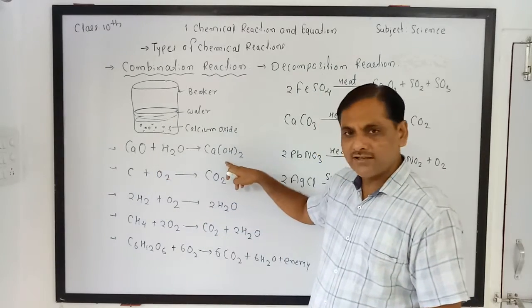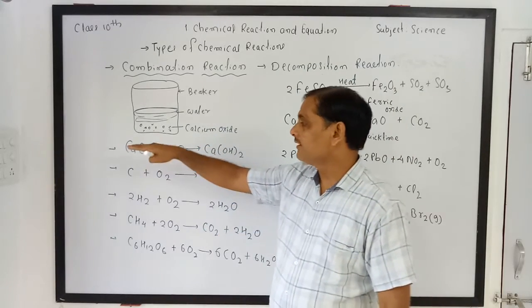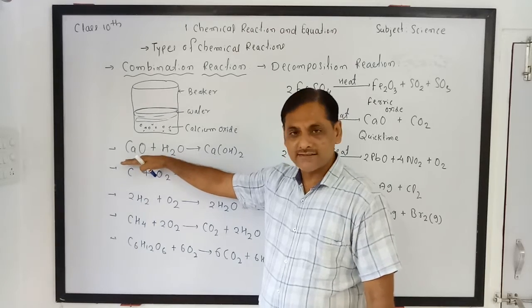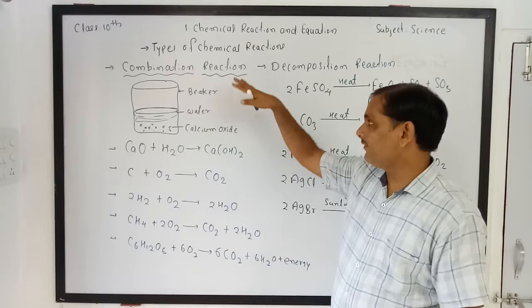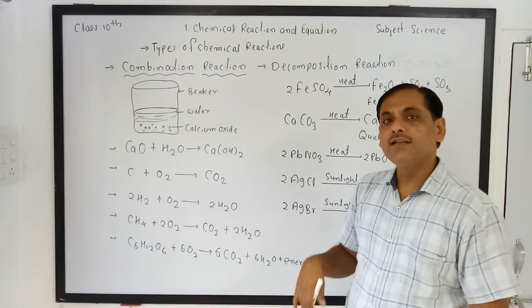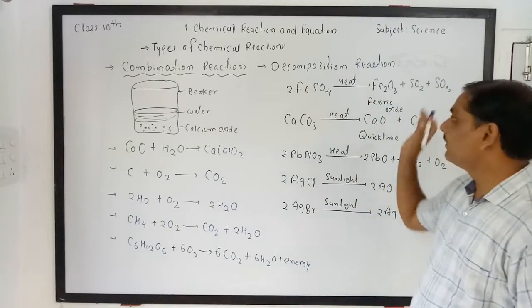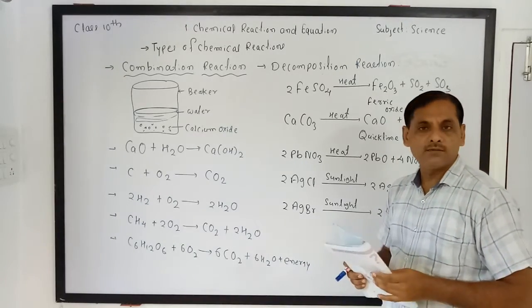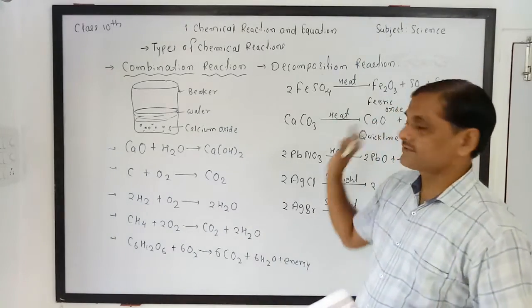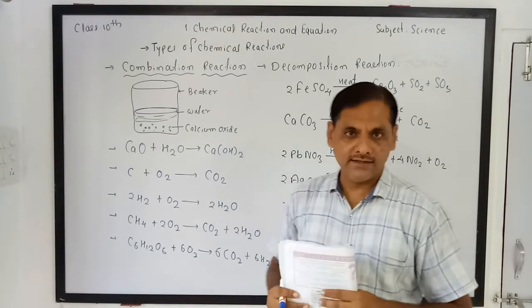Here an equation is given and you just identify it. Sometimes in the exam, reactants are given and you write down the product in your exam. Today we have discussed the combination reaction. In the next class we will discuss the decomposition reaction. Decomposition means breakdown of different types of compounds. Clear? In the next class we will discuss the decomposition reaction. Thank you.